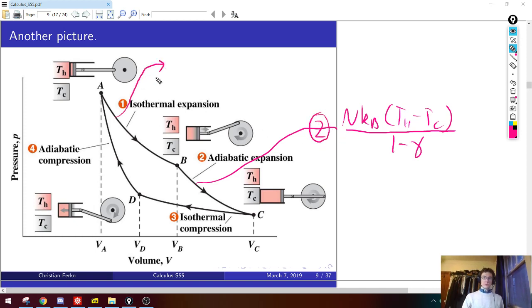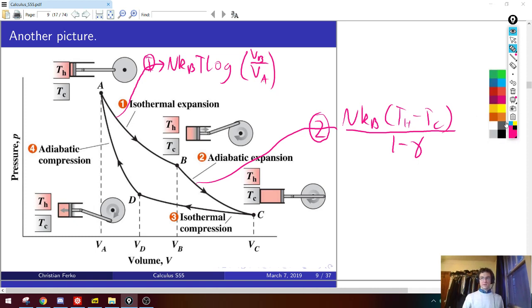We already computed what's on leg 1, so on 1, this is supposed to be NKBT times, as you did in the DC, the log of, I guess this should be called VB over VA, right, because it's final over initial, and that's again positive. Okay, now what about the negative ones? So I'll do the negative ones in this gold, I guess. This is an isotherm at the bottom, so we know that this should be a negative amount of work, but this is going to get very sloppy now.